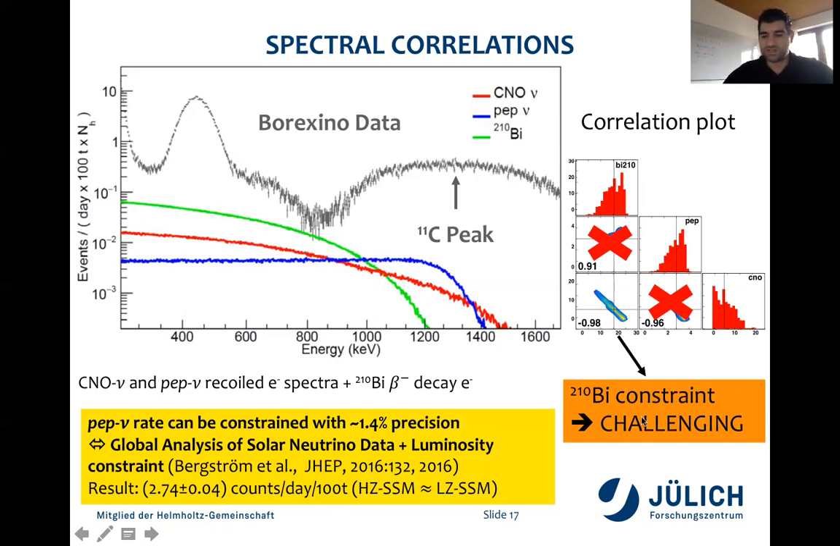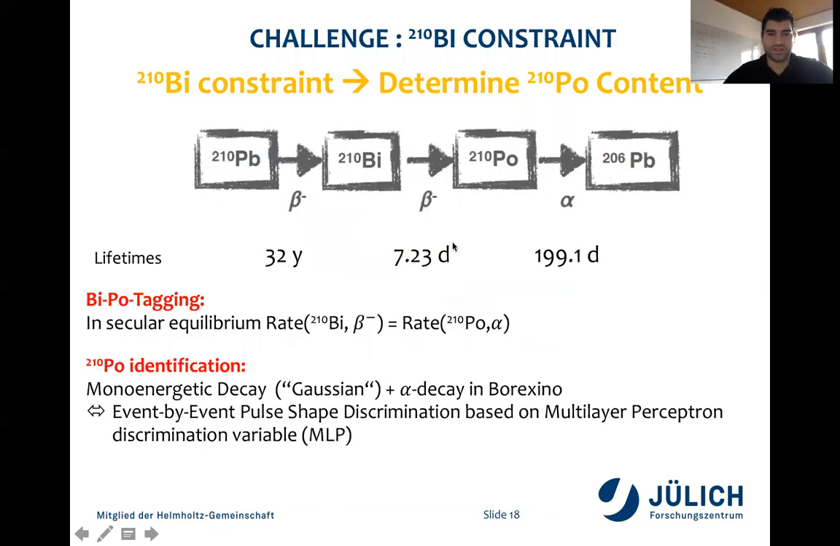What is more challenging is the so-called bismuth-210 constraint. And actually this brings me to the slide on how we can determine the bismuth-210 rate. Bismuth-210 follows this decay chain here. The mother of the decay chain is lead-210, and bismuth-210 decays to polonium-210, which is an alpha emitter. So in secular equilibrium, we know that the bismuth-210 rate and polonium-210 rate must be equal.